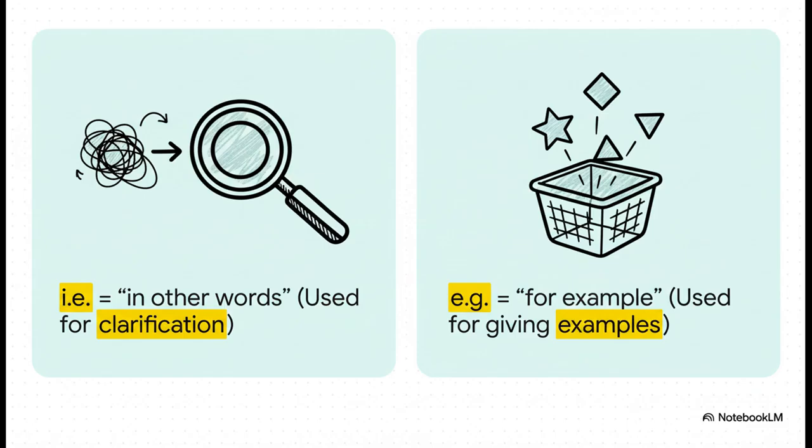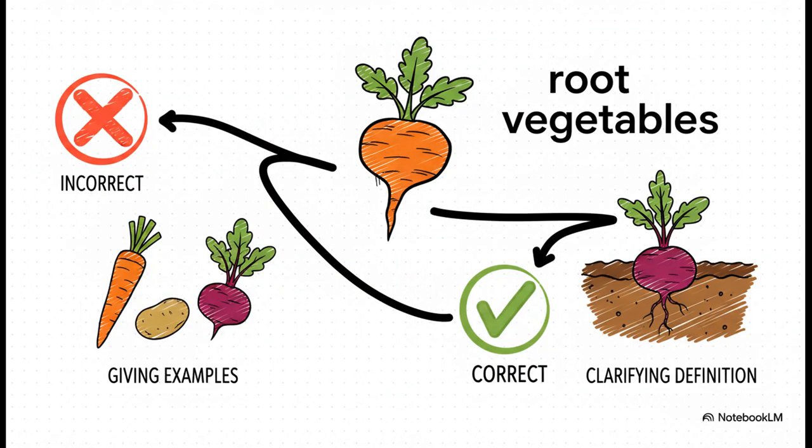Simple as that. Okay, so let's circle back to that first sentence we looked at. See, carrots, potatoes, and beets are examples of root vegetables. They're not another way of saying root vegetables. So if you really want to clarify what a root vegetable is, you'd use I.E. to define it. In other words, vegetables that grow underground. See that difference? One gives a list, the other gives a definition.